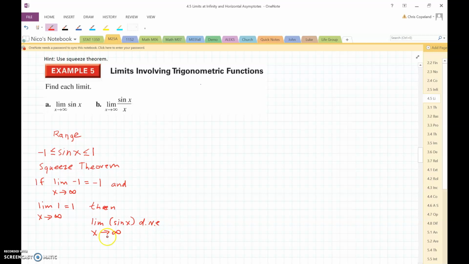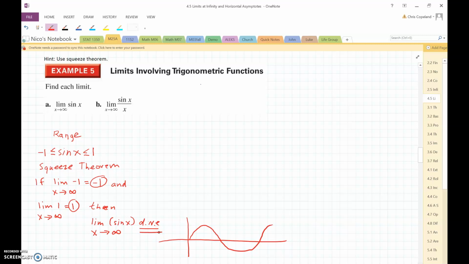Okay, if you think about this, if we would graph the sine function, it would go like this, right? It would be a wave here, and it would just keep going up and down, up and down. As it goes towards positive infinity, it's just going to keep bouncing between -1 and 1. That's why this limit does not exist.